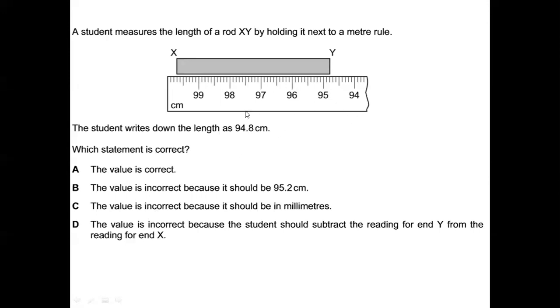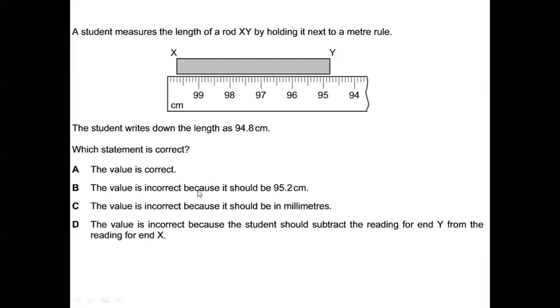Because having a measurement of 94.8 centimeters means that one end of the object that you're measuring is placed on the 0 centimeter, and then the other end should be at the 94.8 centimeter mark, which is not the case in this scenario. That means letter A is not correct.